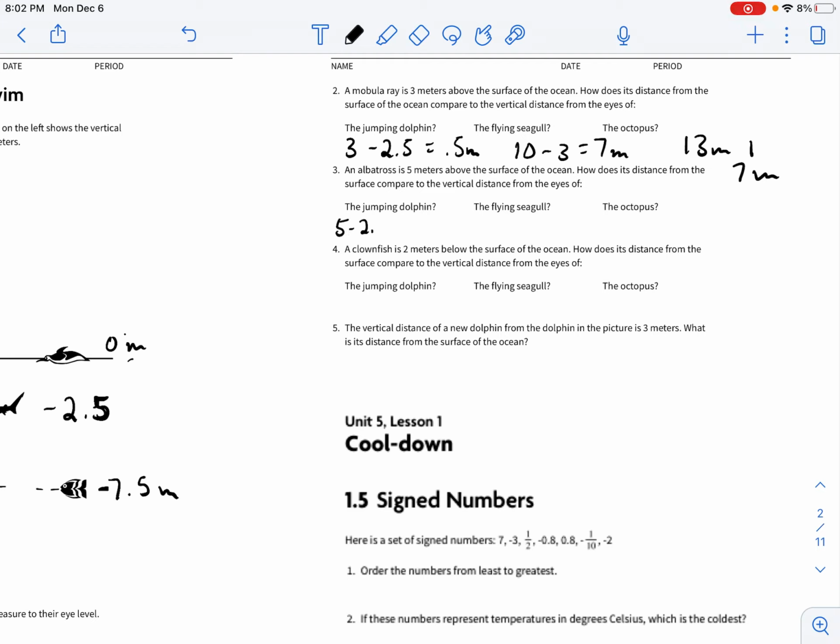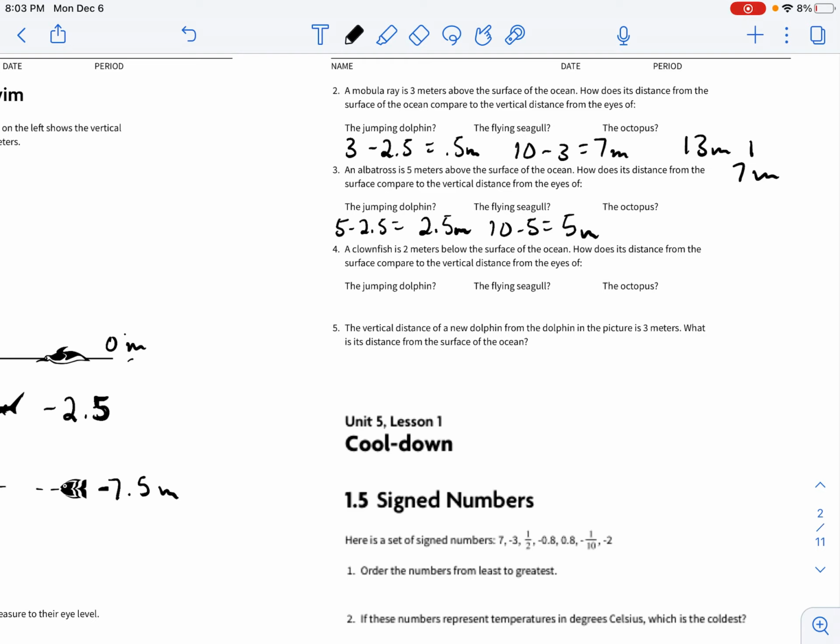So 5 minus 2.5 equals 2.5. The flying seagull, so 10 minus 5 equals 5. So it's 5 meters closer. It depends on how you want to look at it.